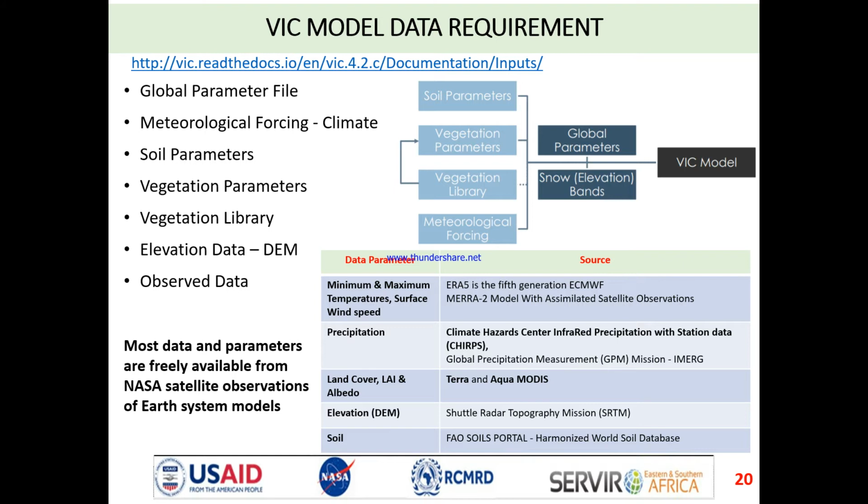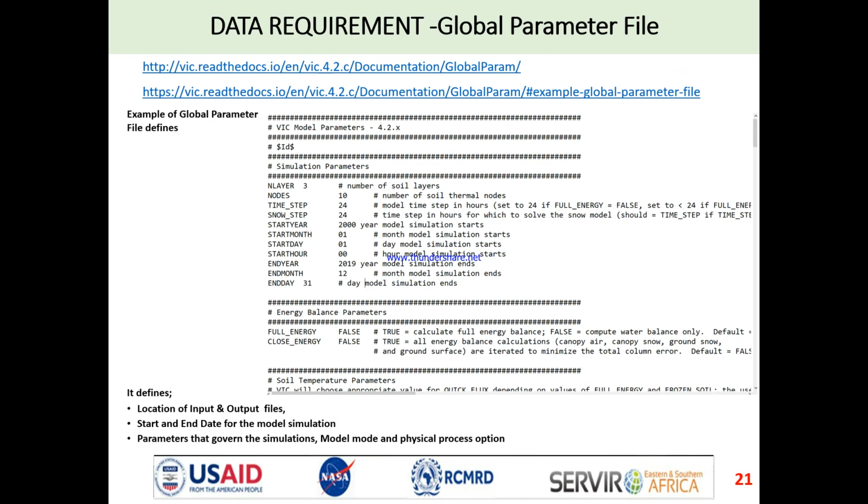Now you need to understand that most of this data and parameters are available from NASA satellite observation of Earth system modules, and I've defined and given you where this data can be obtained, and we look at them one by one or in detail where we need them.